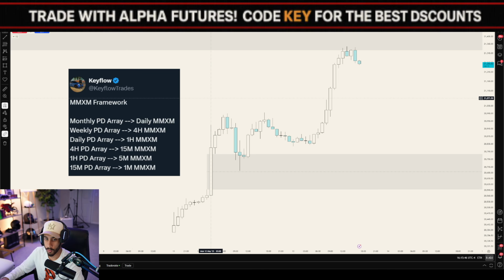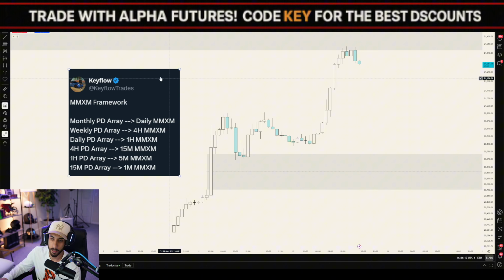So on the chart, you are going to see the MMXM framework and how to align a PD array to a certain time frame. Obviously, just because there is a fair value gap or an order block or a breaker block, like we discussed in the last video, does not mean that you just randomly get an entry. There has to be a buy model that forms on a specific time frame for each PD array.